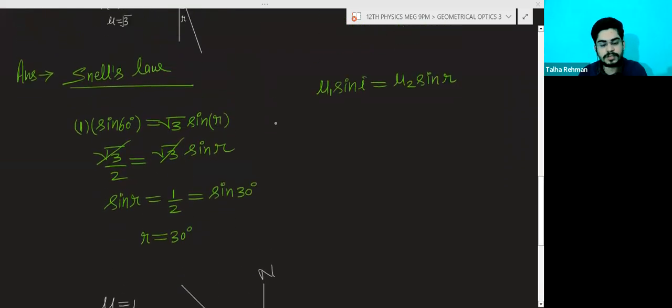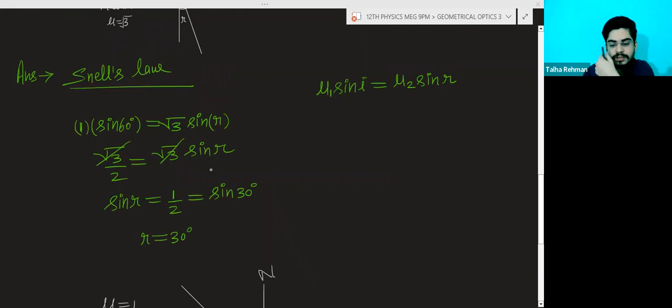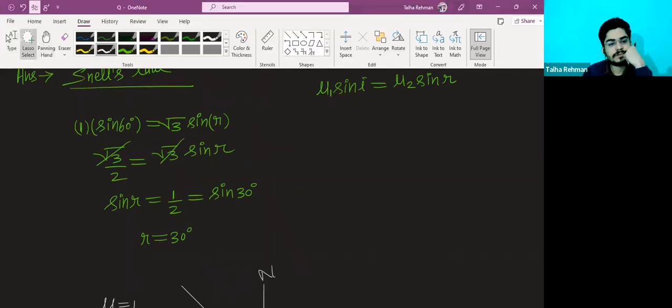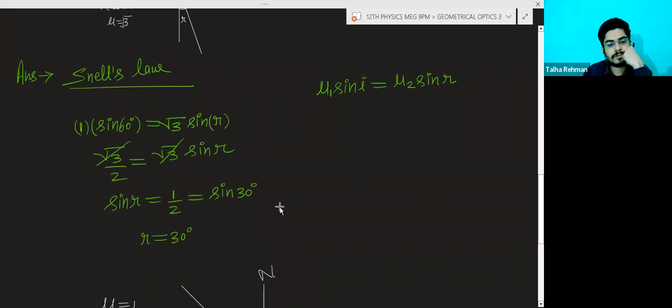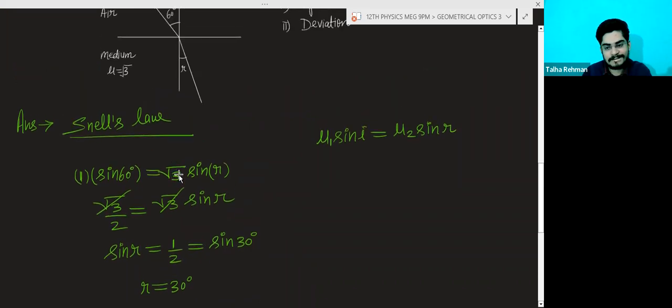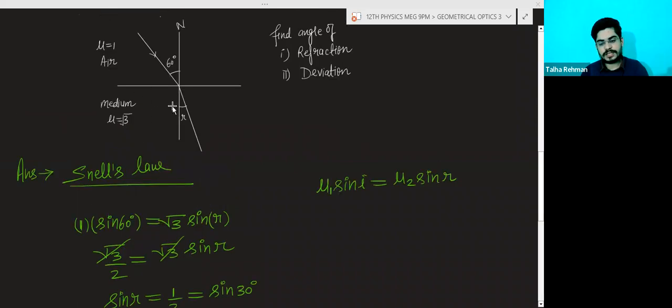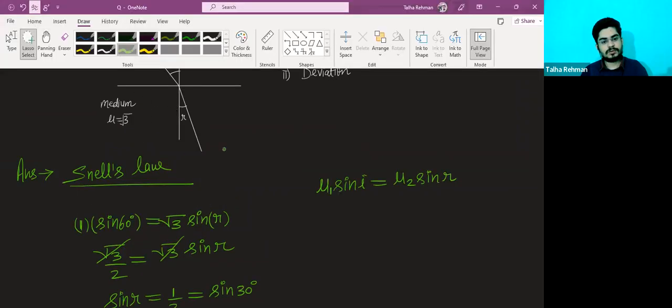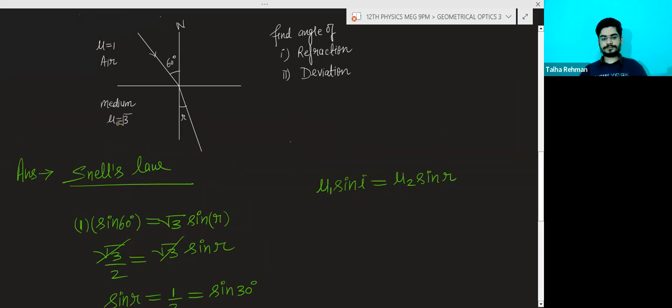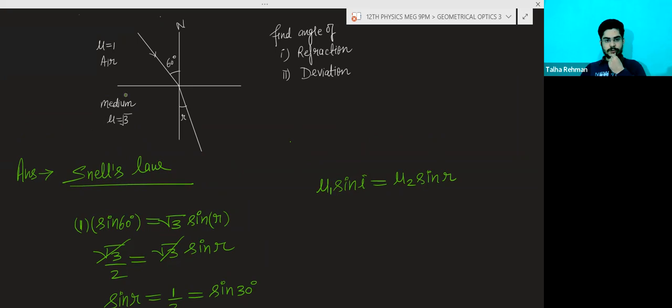Root 3, where are you saying root 3? This one? Now tell me where. This one? This root 3? Or this? Are you getting the cursor? Only root 3. This is given in the question. Basically, this root 3 is given in the question. Okay. You are talking about this one. This is given in the question.